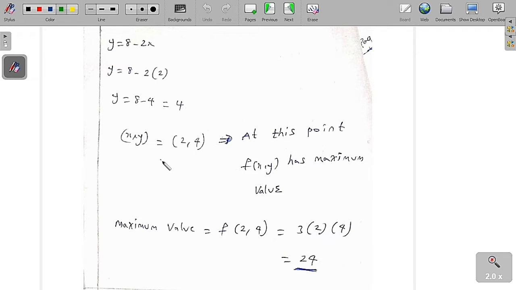So finally I can say that at x comma y equal to 2 comma 4, f of x comma y is having the maximum value, and that maximum value is obtained by substituting x is equal to 2 and y is equal to 4 in 3xy. We are going to get 24. So 24 is the correct solution of this question.